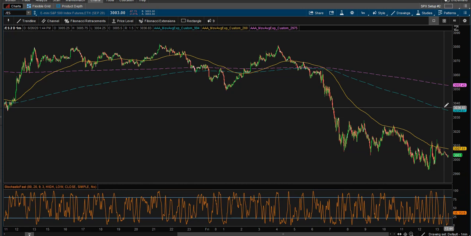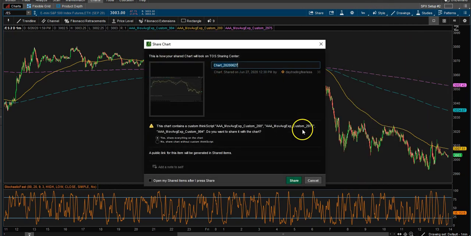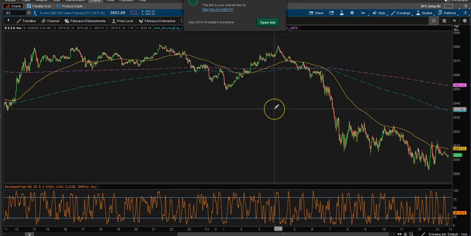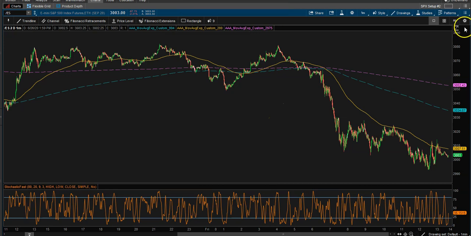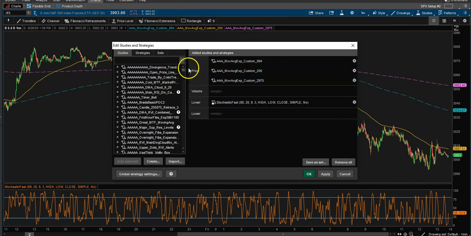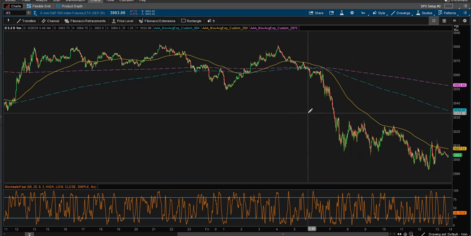What I'll do is leave the link below to this share chart. I'll share this down below. So if you want to grab these different moving averages, it's the 994 and the 2975, and then save them and add them to your own 1 minute chart. Go for it. Have fun.